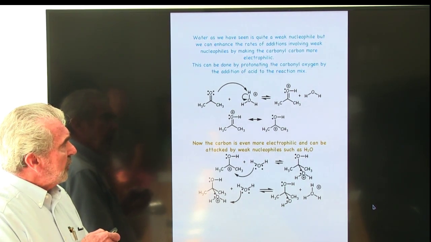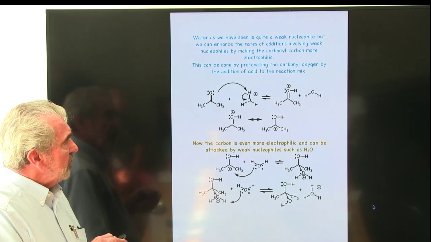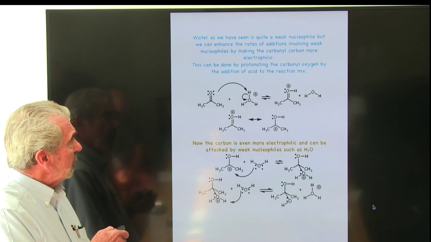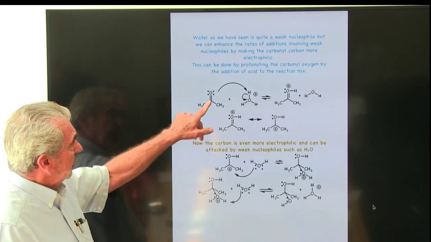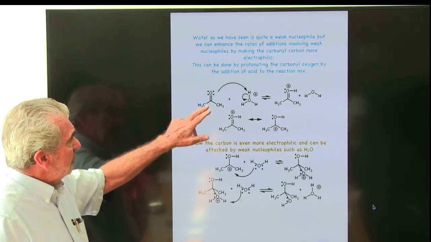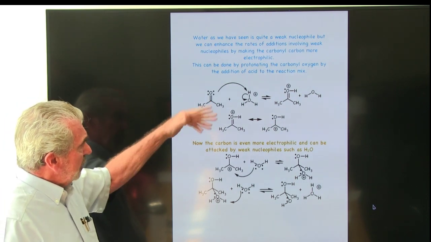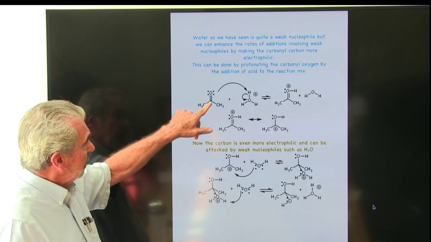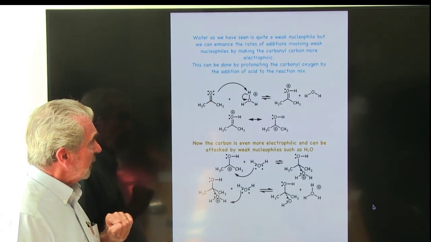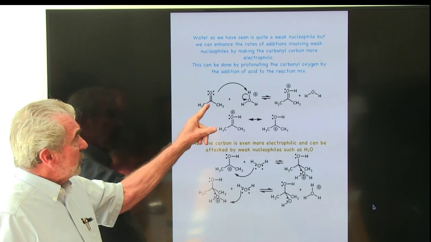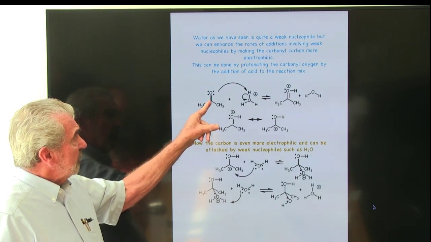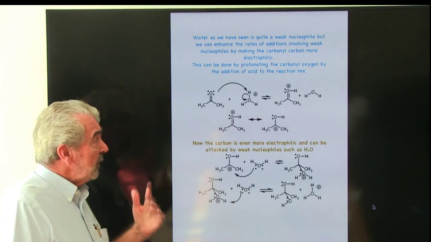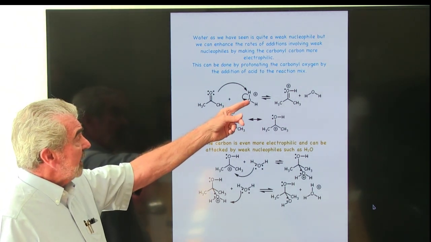Okay, so now with this reaction here, these reactions with weak nucleophiles can be enhanced by making the carbonyl carbon more electrophilic. So what I'm saying is that if you take this compound here, as we saw from the previous slide, this is not going to be very reactive, particularly to a weak nucleophile like water. But what we can do is beef up the electrophilicity of this carbon by making the oxygen more electron withdrawing. And it's very easy to do. All we have to do is just add an acid.